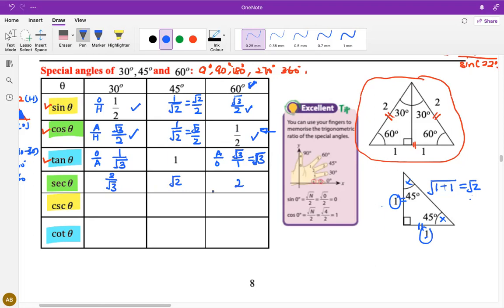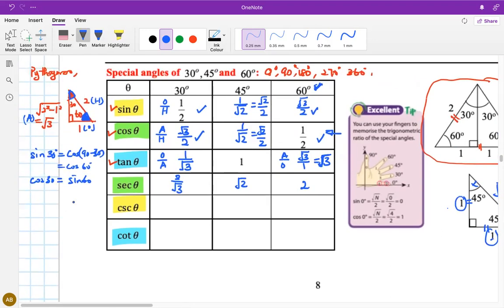Secant 60 is 1 over cos 60, so you get the value 2. Now this is cosecant. Cosecant is the reciprocal of sine, right? So cosecant 30 will be 2.